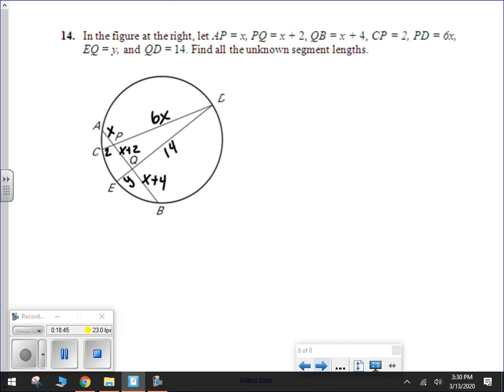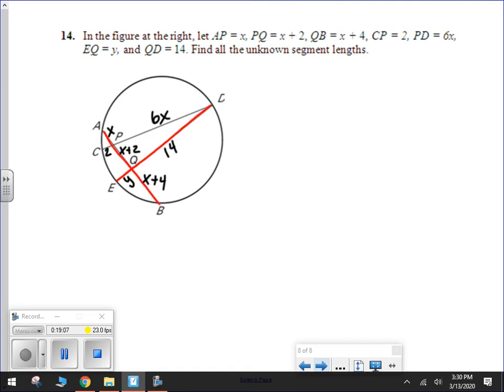I could pick y, but the problem with y is it's on this line, and it's on this one. And that gives me x and y in my equation, and I want to avoid that. So instead of starting with y, I'm going to start with x. There are x's on this line, and there are x's on this line. And those are two chords.